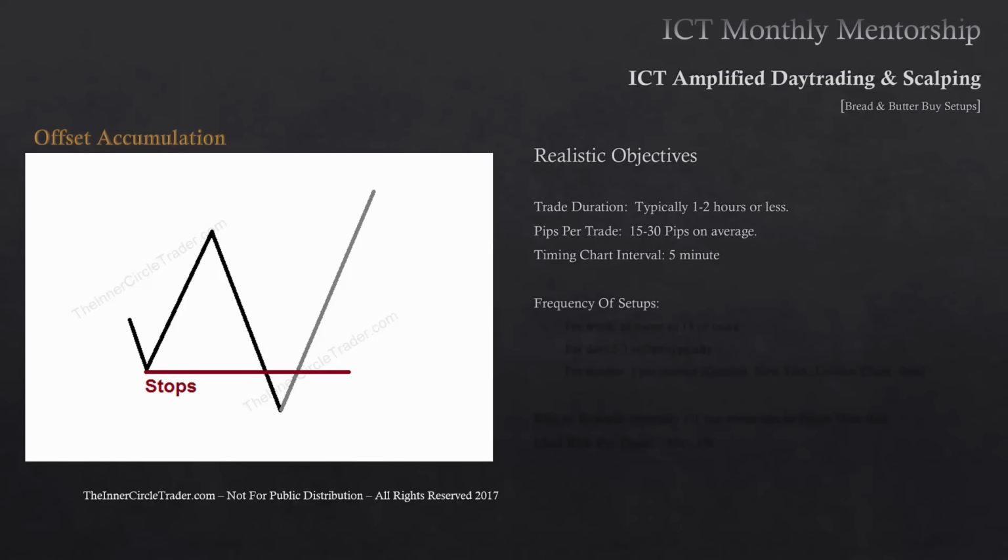Now the frequency of setups. Per week, you get as many as 15 or more. Yes, 15 or more. Per day, you get about 2 to 3 setups typically. Per session, you generally get about 1 per session. That means 1 in London, 1 in New York, 1 in London close, and 1 in Asia. Doesn't mean you get 1 every single session for every single pair.